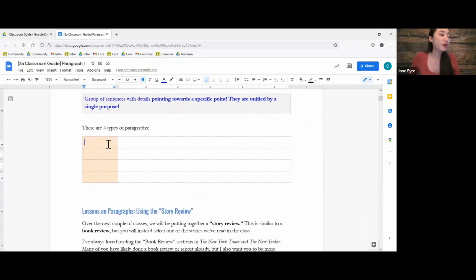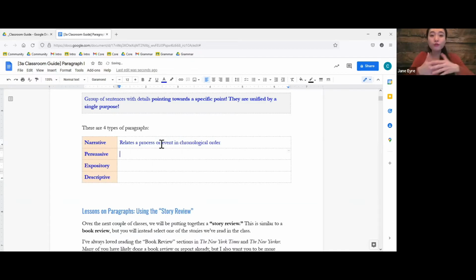Now, there are 4 types of paragraphs. There are the narrative paragraphs, the persuasive paragraphs, the expository paragraphs, and the descriptive paragraphs. All right? And the rule for paragraphs holds true for both creative and academic pieces.